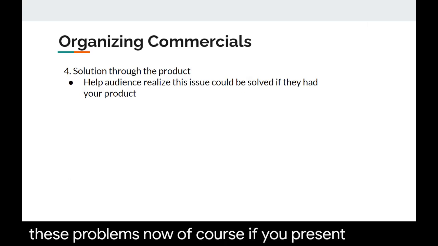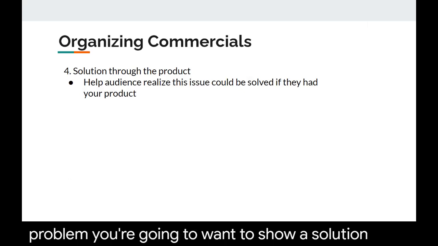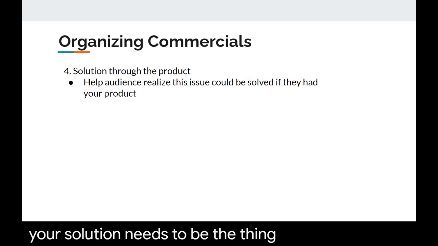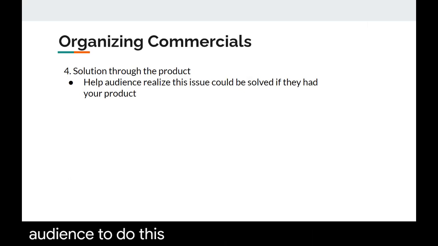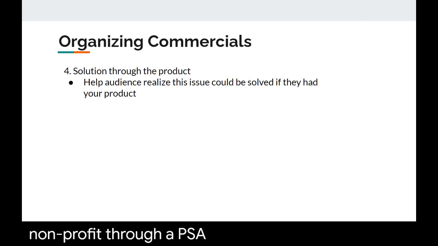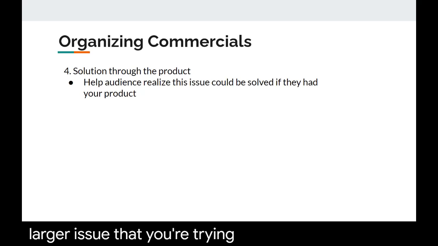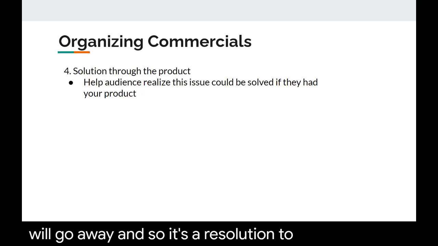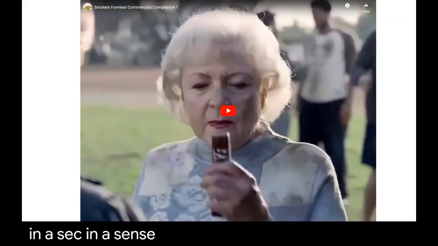Now, of course, if you present a problem, you're going to want to show a solution. And your solution needs to be the thing that you want the audience to do. The solution often comes through the product that you're trying to sell, or you can suggest that the audience's participation or donation to a nonprofit through a PSA or a promo will help the larger issue that you're trying to solve. Now, the solution should help the audience realize that if they had your product, this problem that you've presented will go away. And so it's a resolution to Maslow's needs in a sense. Here's an example.